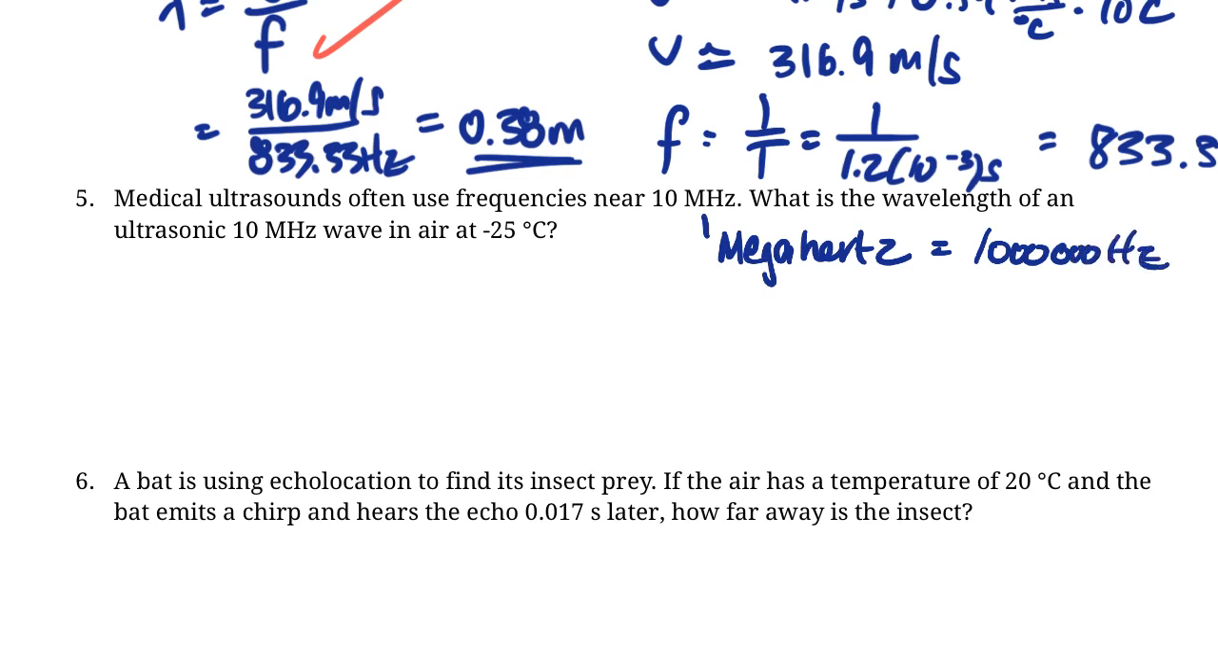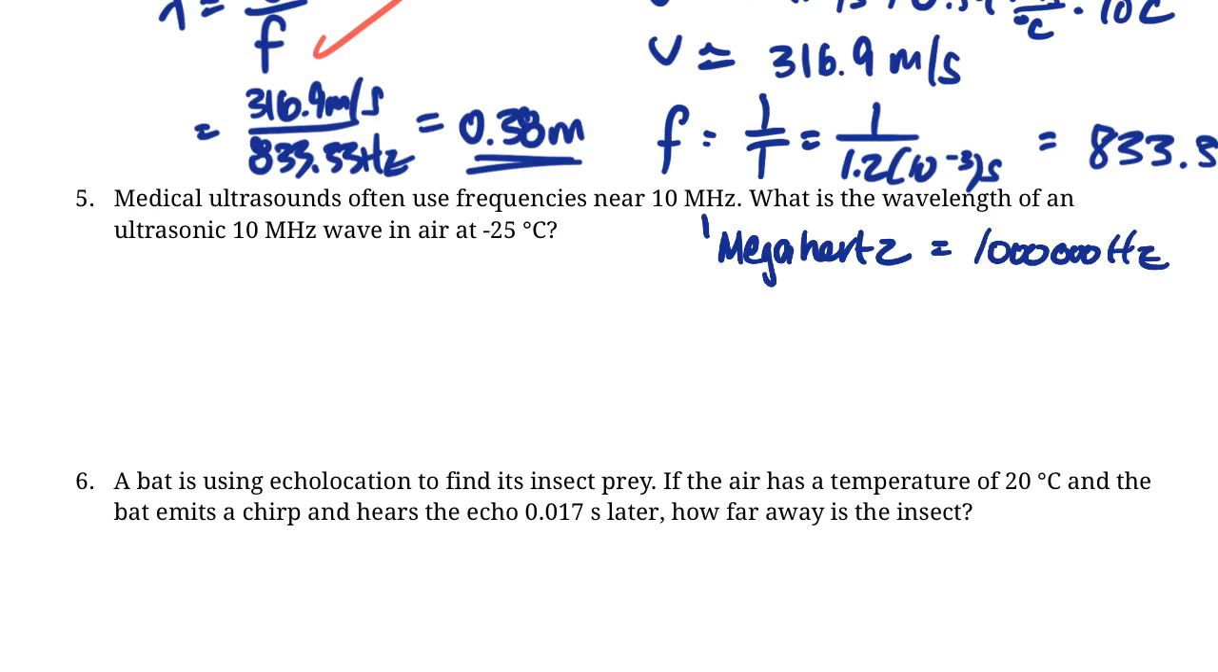Mega is a prefix for a million. I remember it because mega and million both start with M. So 10 megahertz really just means 10 million hertz. So it's a very, very fast, very high-pitched frequency. If you were to hear it as sound, you wouldn't be able to hear it. It's way too high-pitched. And the period of that is going to be very, very short, right?